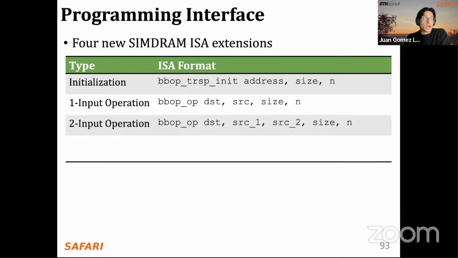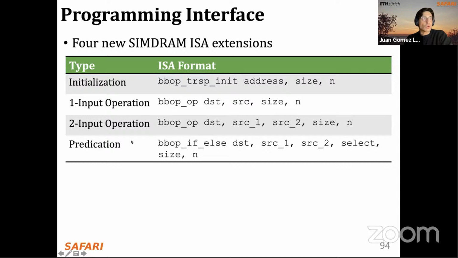Then we have different new instructions. These are the new instructions that we can create with new instruction codes. But here you can see the format. It might be 1 input or 2 input. In this case, we only have 1 source. In this other case, we have 2 sources. Size is the size of the arrays that we operate on, and N is the precision of the elements that we are working on, either 8 bits, 16 bits, or 32 bits.